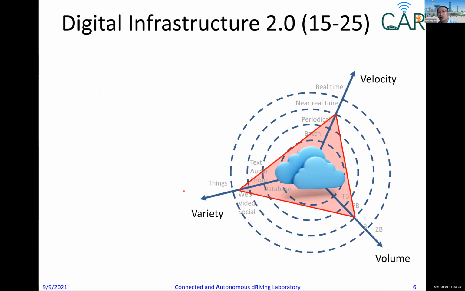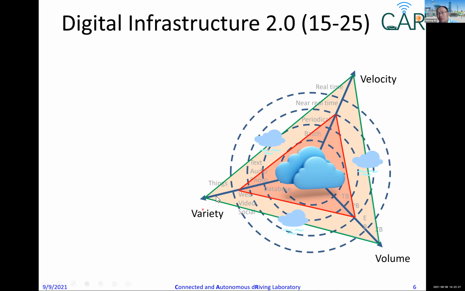So I think that's basically a trend from the architecture point of view. That goes to digital infrastructure 2.0. Here we're talking about something much bigger than the original cloud computing infrastructure. The data volume now goes to ZB level, it's real time, changing very fast, and you have no way to really send it back. So you'd better process it as is.